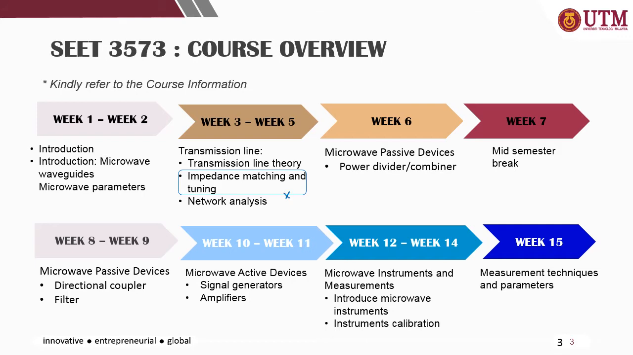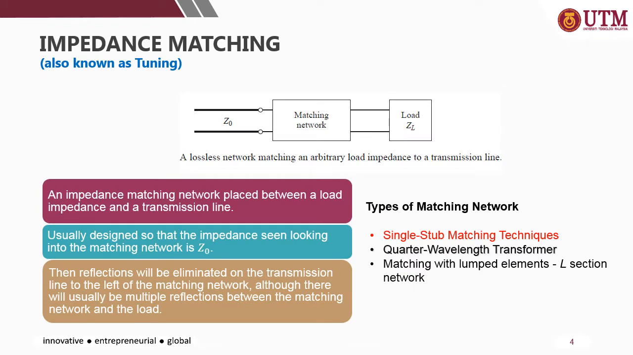In the case where there's a mismatch between the load impedance and the characteristic impedance, we can perform impedance matching or tuning so that the transmission line is in a matched condition. Okay, how is the impedance matching done? This is basically the block diagram of a matching network.